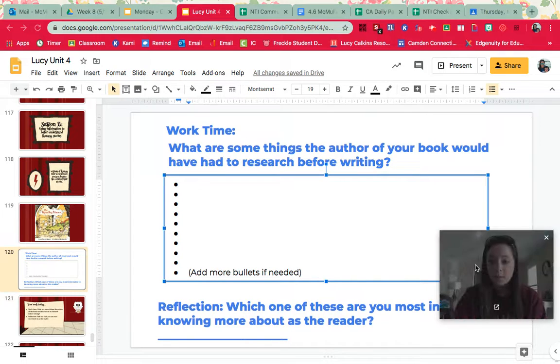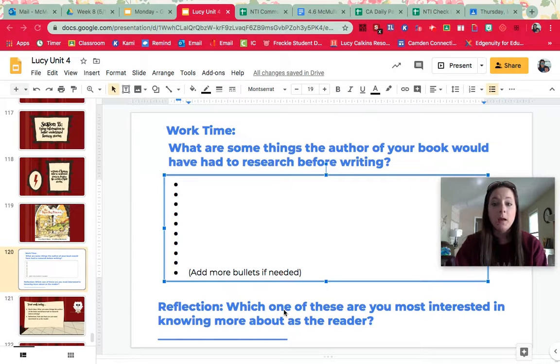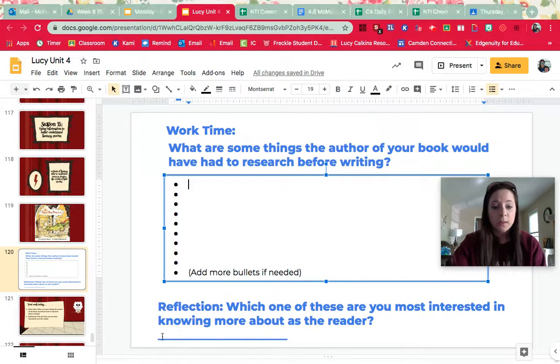For your reflection today, you guys are going to be picking one of these things that you are most interested in as the reader. So for your work time, you're really thinking about the author. What did the author have to go and research? For your reflection today, you can think about yourself as the reader and be thinking, what am I as the reader most interested in learning more about? And at the end, when I learn more about this, it's going to help me understand the story more. So you can just jot down on this line here, what is something that you wrote up here that you are interested in learning more about and gaining more knowledge about, okay? At the end of the day, it's going to help you understand your story better.